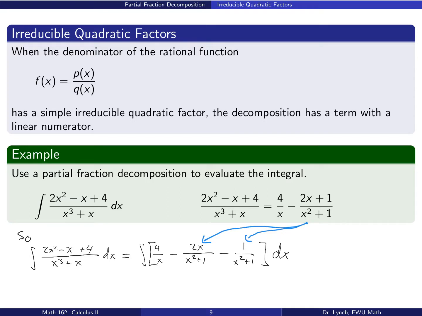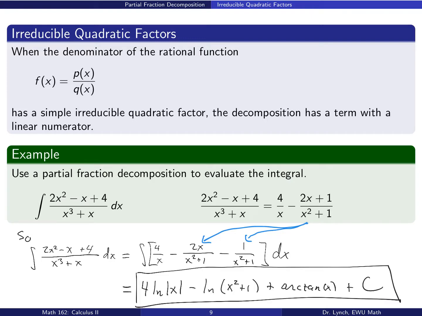We can now see that the first part looks like a natural log. The second part does too, with a u substitution of x squared plus 1, and the third part just looks like an arctangent. So here's that indefinite integral in all of its glory.